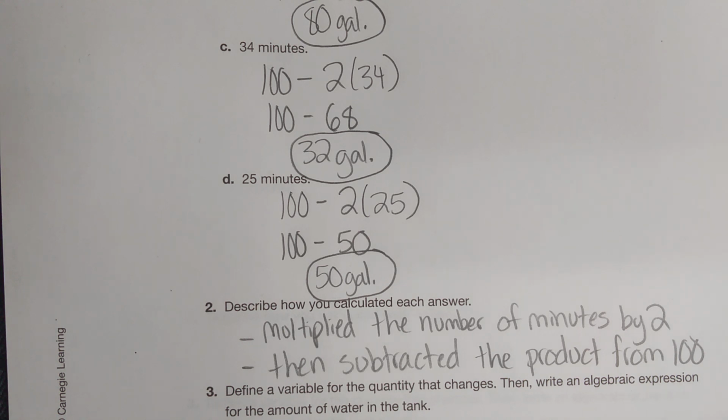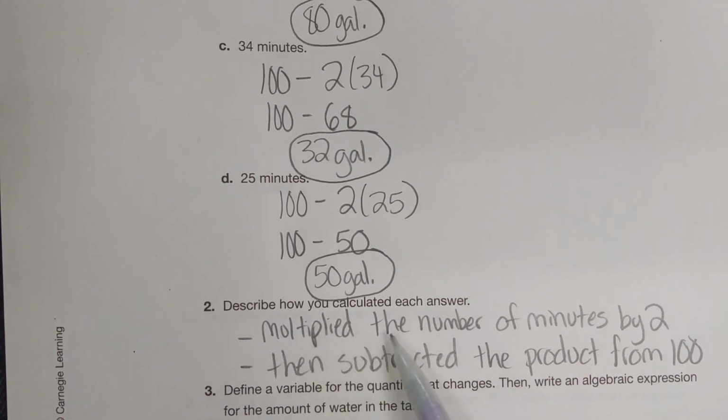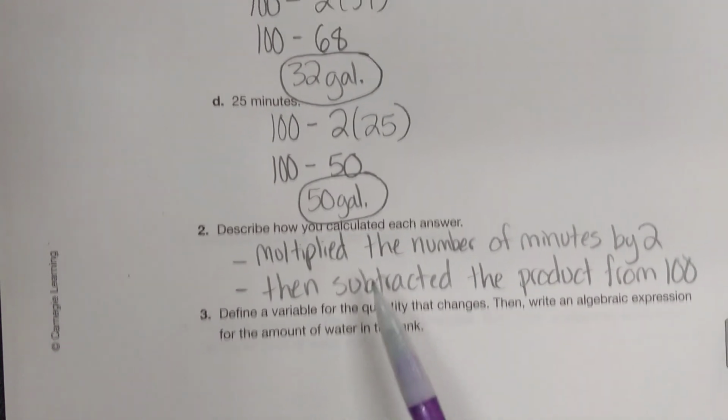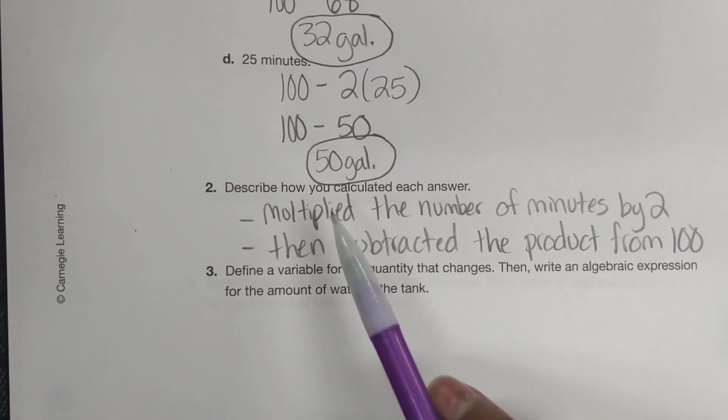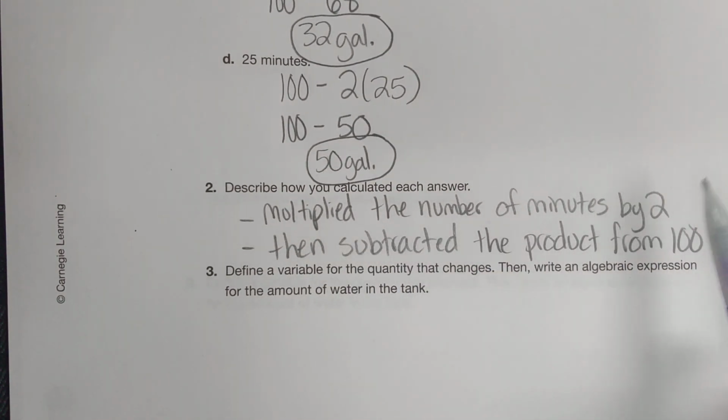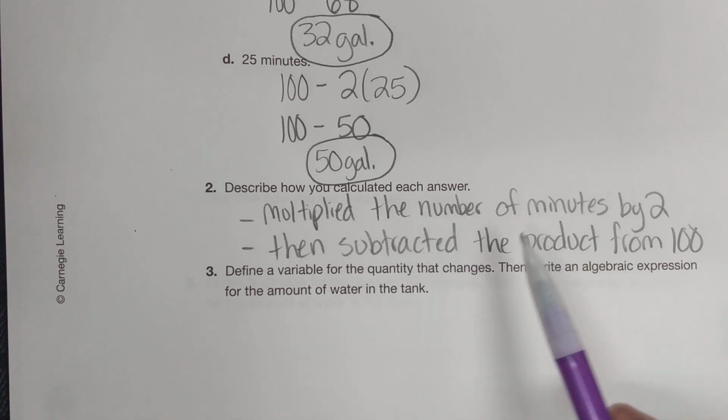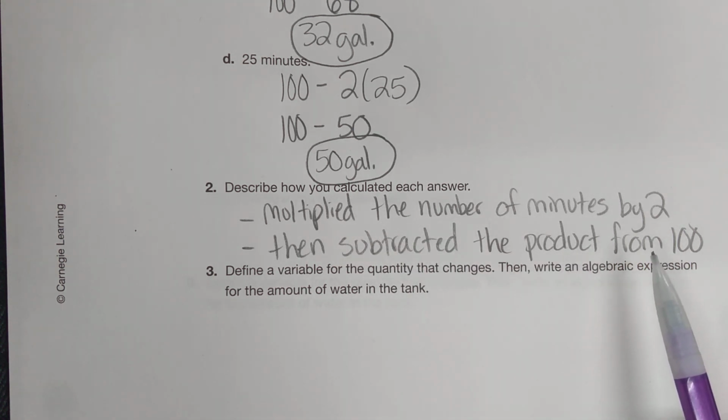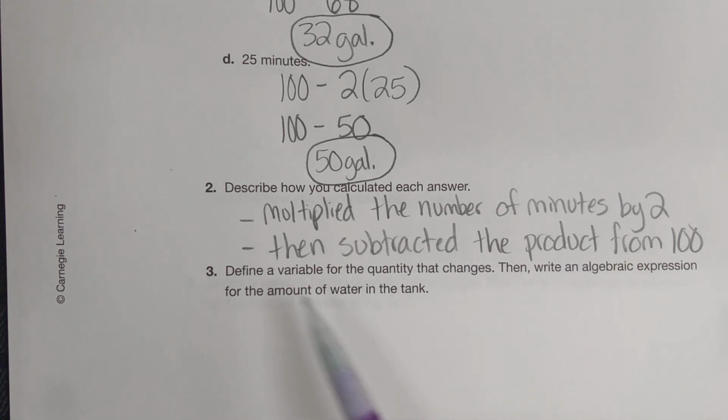Remember yesterday, we talked about taking big, long phrases like this and condensing them to mathematical expressions? Look at what I could have done. Instead of saying, multiply the number of minutes by 2, then subtract the product from 100, I wonder if you could figure out a way to write that the way a mathematician would. Pause the video and try it. That's what number 3 is saying.